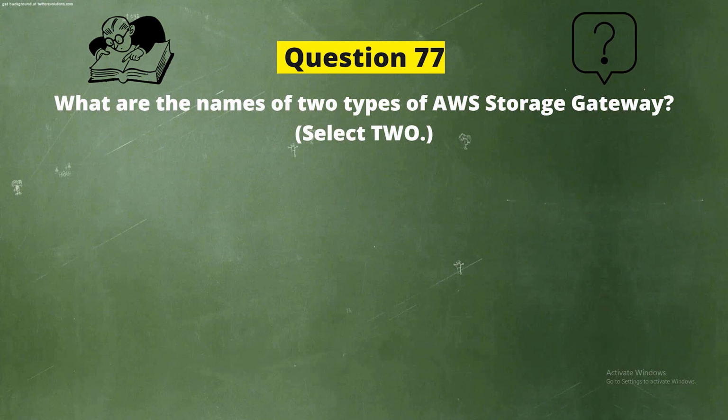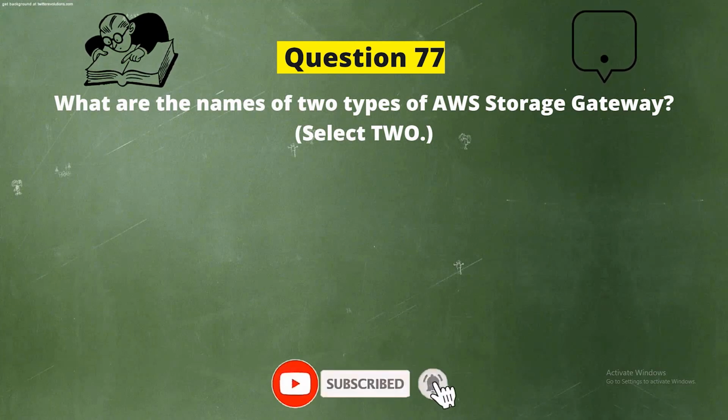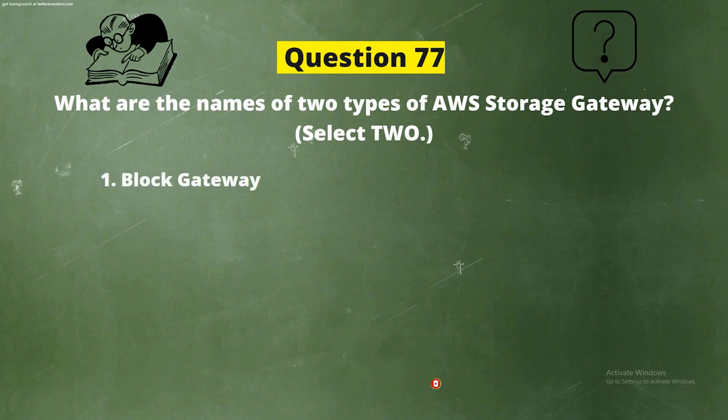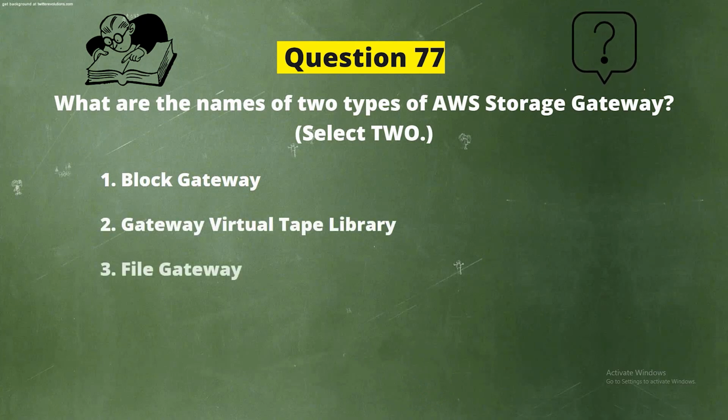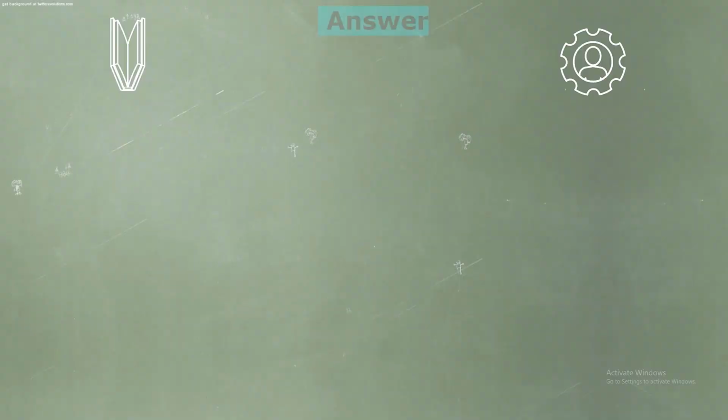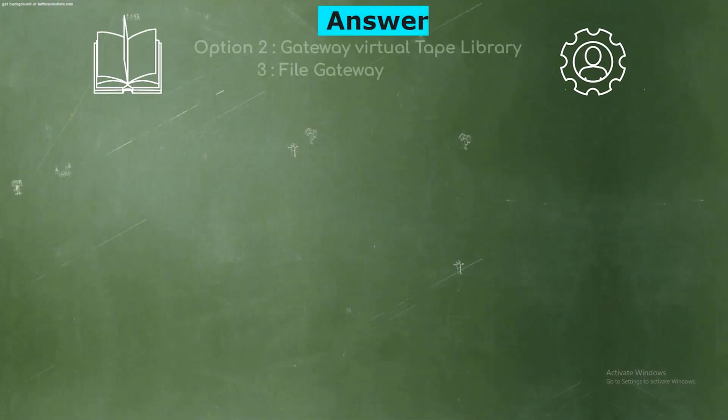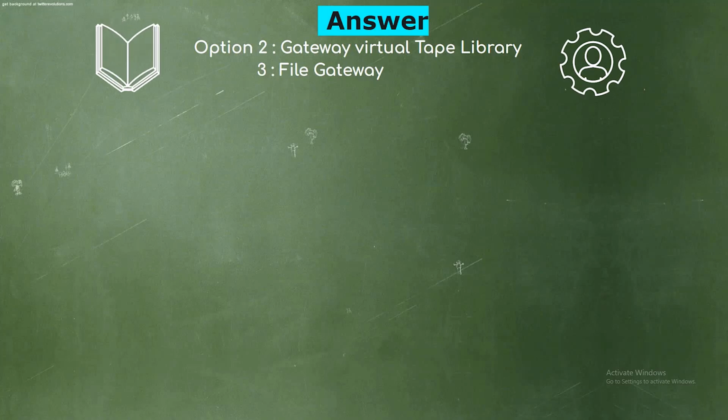Next question. What are the names of two types of AWS Storage Gateway? Select 2. And the options are: Option 1. Block Gateway. Option 2. Gateway Virtual Tape Library. Option 3. File Gateway. Option 4. S3 Gateway. Option 5. Cached Gateway. And the correct answers are: Option 2. Gateway Virtual Tape Library. And Option 3.